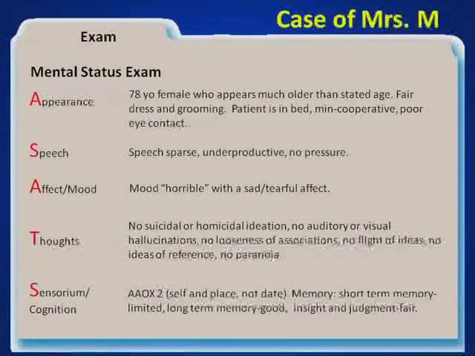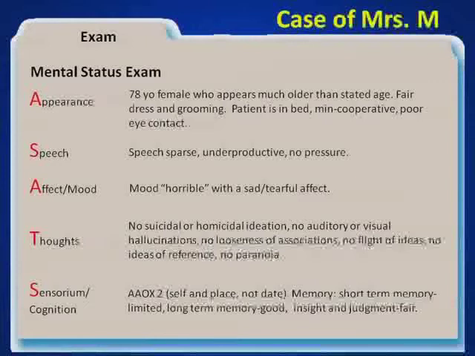In the case of Mrs. M, we see that this is a 78-year-old female who appears much older than her stated age. She's fairly dressed and groomed. She is in bed, but she is minimally cooperative with poor eye contact. Her speech is sparse and underproductive, but she has no pressure. She reports her mood as horrible and has a sad and tearful affect. She has no evidence of suicidal or homicidal ideation and no auditory or visual hallucinations. There are no looseness of associations, no flight of ideas, no ideas of reference, and no paranoia noted.